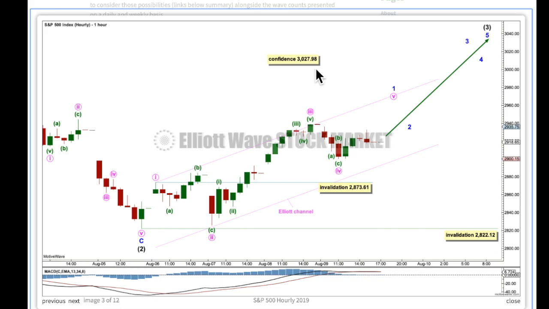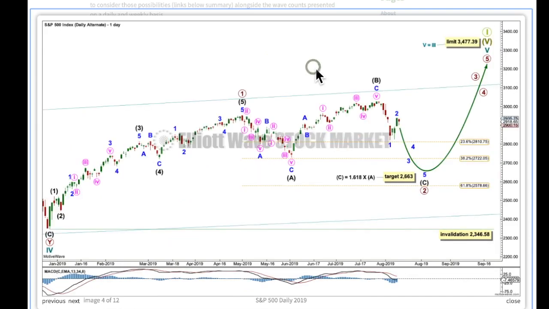But if we see further strength and upward movement, then I would have confidence in this wave count, and if it is strong enough, then I may discard the alternate. At the daily chart level, this wave count is the same as the first up to this low and this high, still seeing primary wave 1 complete over here.